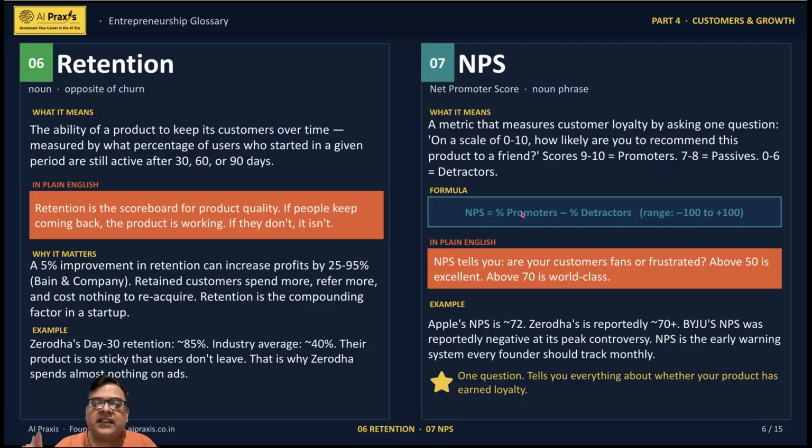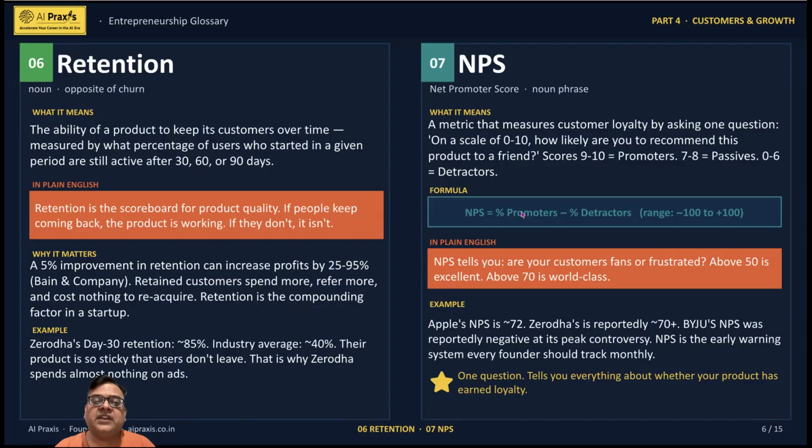Okay, so let's understand this. 9 to 10 are promoters. If you're giving 9 or 10 on 10 to a product, you're promoting it. So you're promoters. Those giving 7 to 8 are passives, but those giving less than that, from 0 to 6, are detractors. And the formula to calculate NPS is very simple. Percentage of promoters minus percentage of detractors. Let's simplify. NPS tells you, are your customers your fans or are they frustrated?